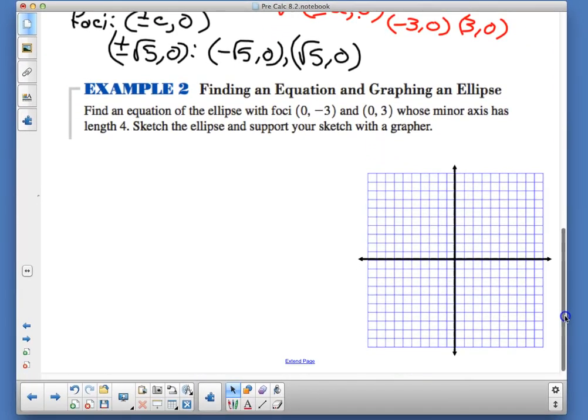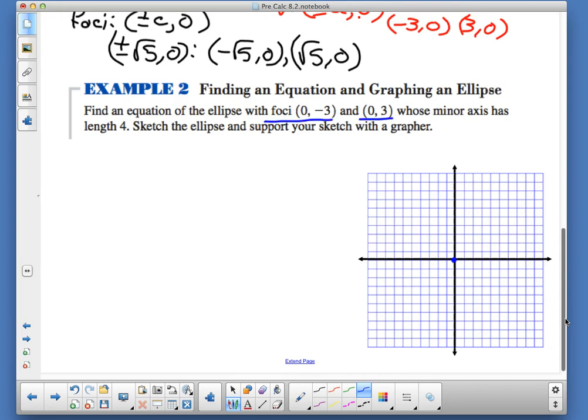In this next one, finding the equation and graphing an ellipse. So we're going to take the information and put it in the standard form of the equation where I have 0, 0 as my center. I already know that that's going to be right there. So remember, on this one, it's still 0, 0. And they say find the equation of the ellipse with the foci at -3 and 3.